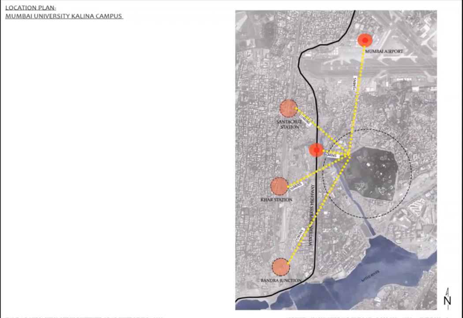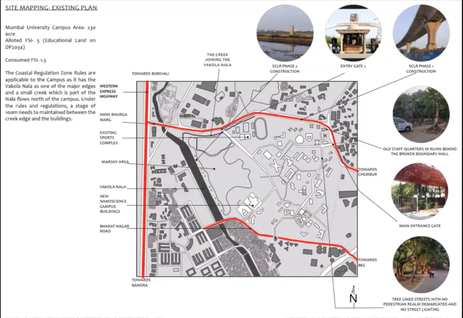The location plan. The Mumbai University Kalina campus is in close vicinity of the Mumbai Airport and the Western Express Highway. The campus has two major boundaries, that is the Hansburga Marg on the north and the Bharat Nagar Road on the south. The Hansburga Marg on the north has two entries to the campus, whereas the Bharat Nagar Road has one more privatized entry to the campus. The campus also has the Vakula Nara at the border of its western edge, which has a major marshy land area within the campus.